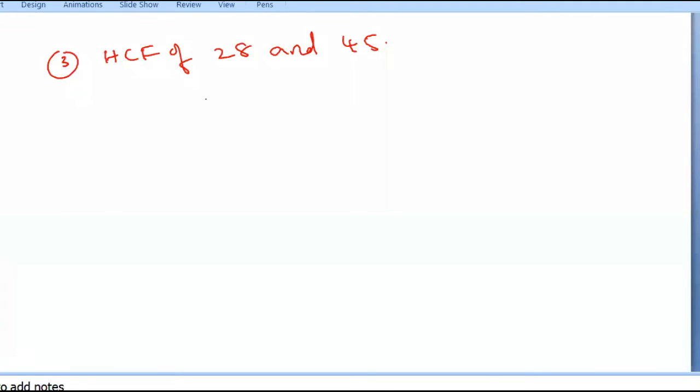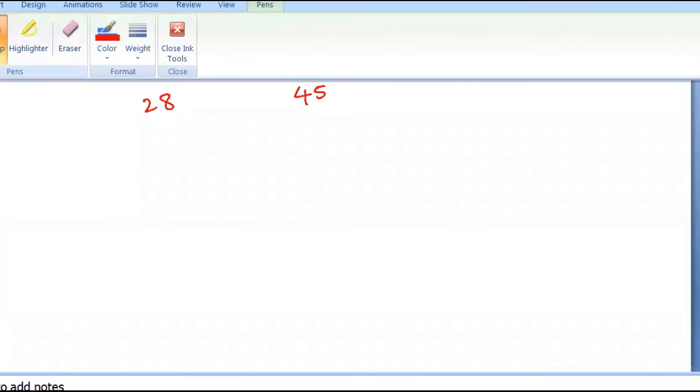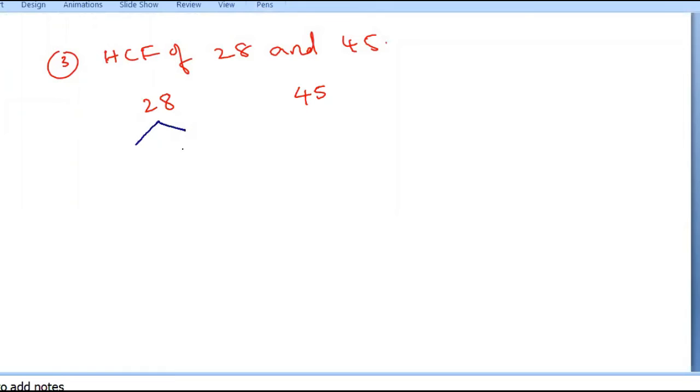Now the third question: find the HCF of 28 and 45. You should take 28 and find its prime factors, and take 45 and write its prime factors. 28 comes in the 7 table, the 4 table and the 2 table. I'm starting with the 2 table. Why? Because 2 is a prime number, and you can take the 7 table also, since 7 is a prime number. So 2 times 14 is 28. Again 14 comes as 2 times 7. So finally we got 28 as a product of 2 times 2 times 7.